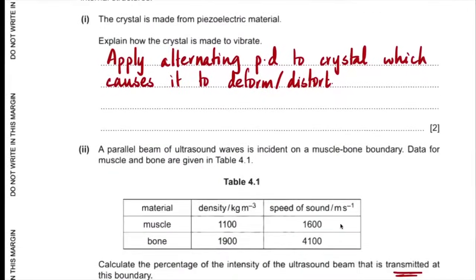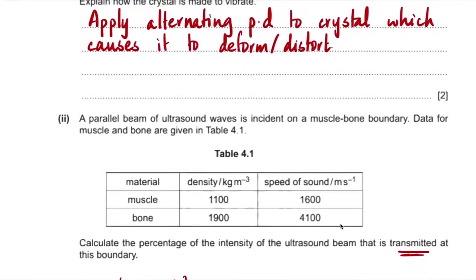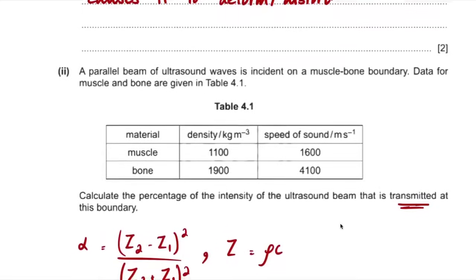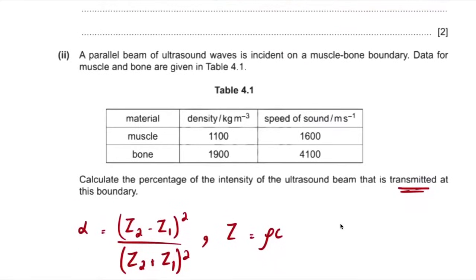A parallel beam of ultrasound waves is incident on a muscle-bone boundary. Data for muscle and bone are given. Calculate percentage of intensity that is transmitted at this boundary. So we know of something called the intensity reflection coefficient, which is alpha, which is given by this expression, (z₂ minus z₁) squared over (z₂ plus z₁) squared. So I'll need to calculate the z values for each of these, and z is calculated using ρc. So rho multiplied by c, rho multiplied by c.